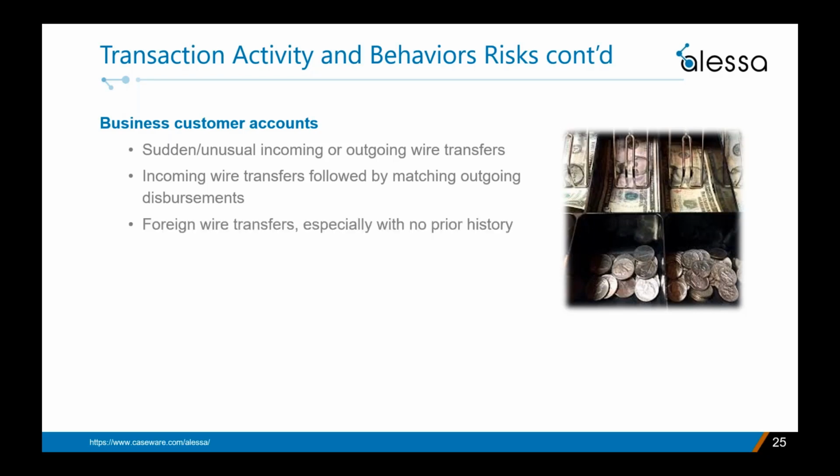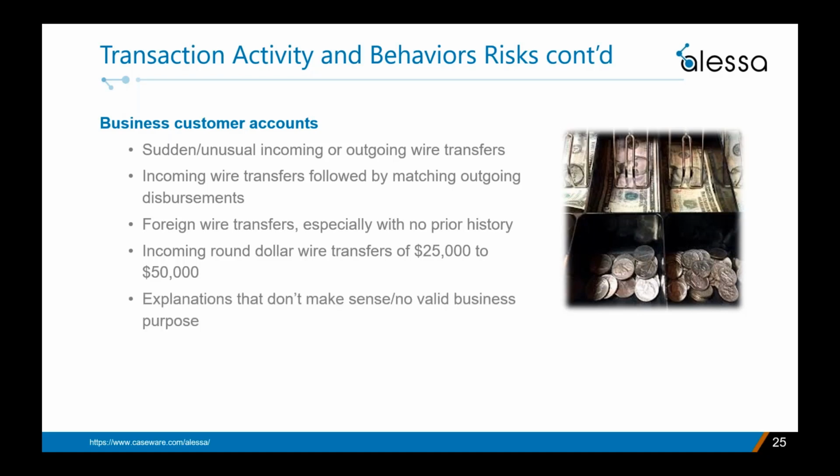Now, foreign wire transfers are another red flag, especially if they don't do any overseas business. Incoming round amount wire transfers of just under 50,000 are also a red flag. For some reason, amounts from 25,000 to 49,000 seem to be some kind of magic number when it comes to fraud and money laundering. I think maybe they believe these amounts are less likely to be detected by a bank's monitoring system. And explanations that are given by customers for unusual transactions that don't make sense or don't seem to have a valid business purpose.